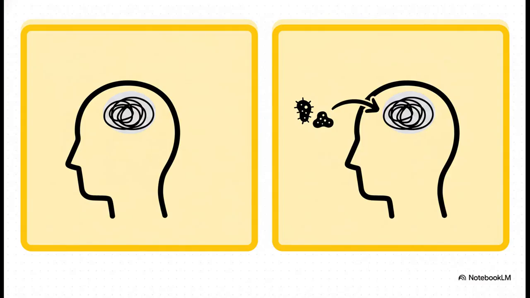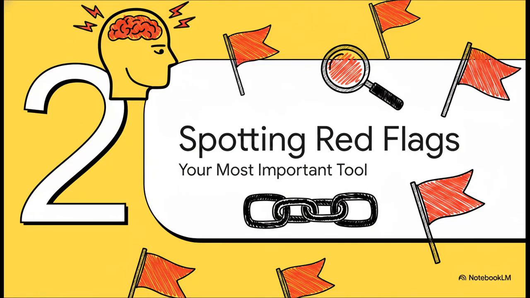So what's the actual difference? Well, a primary headache is when the headache is the disease. Think about things like migraines or tension headaches. But a secondary headache, that's a symptom of something else, something like an infection, a bleed in the brain, or even a tumor. And our number one job, every single time, is to make sure we've ruled out those scary secondary causes first.